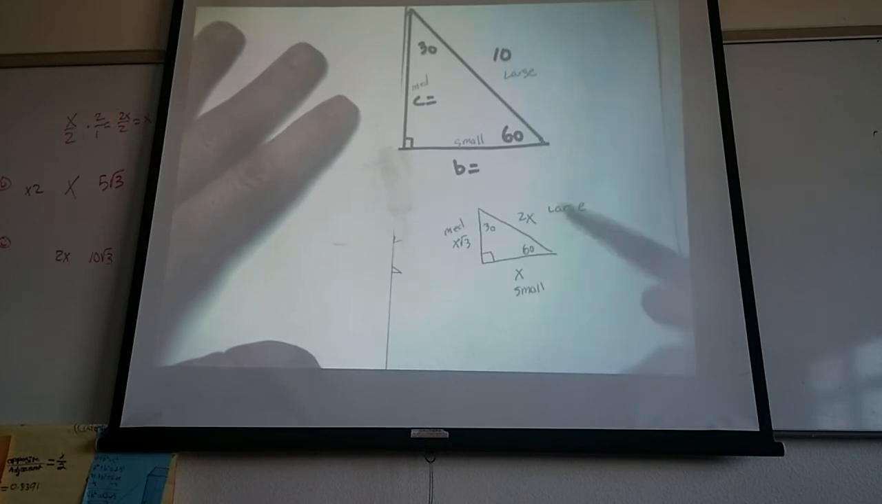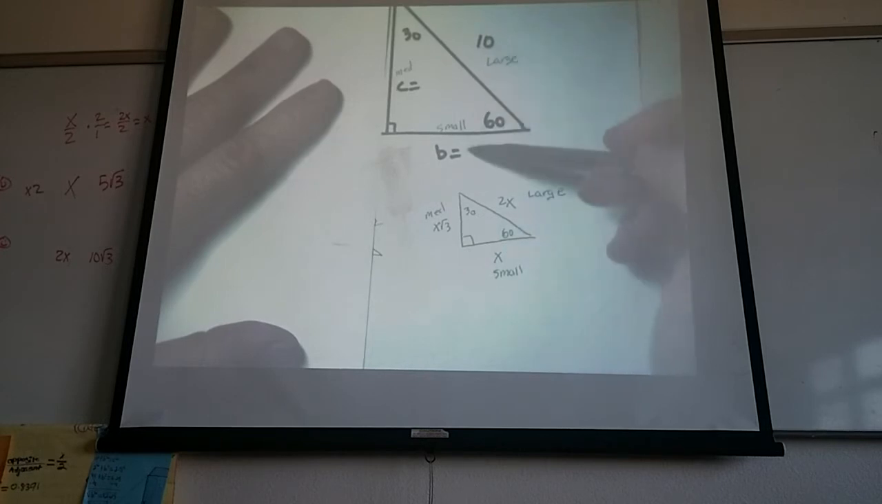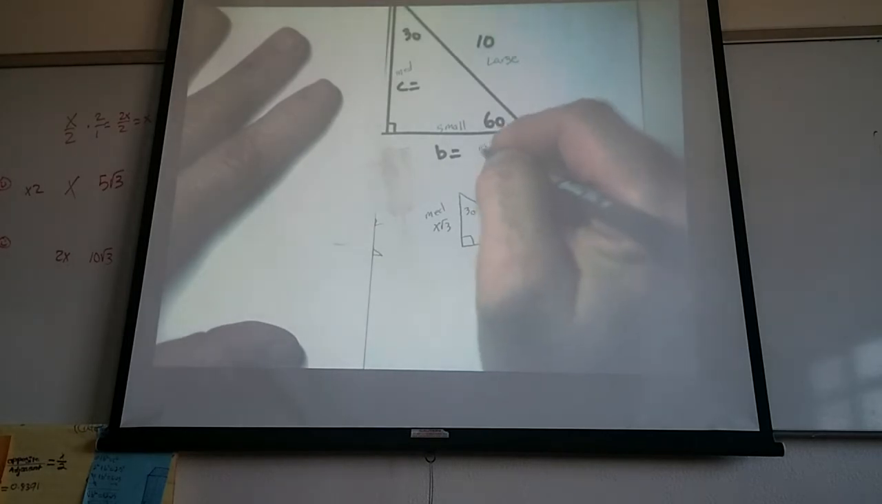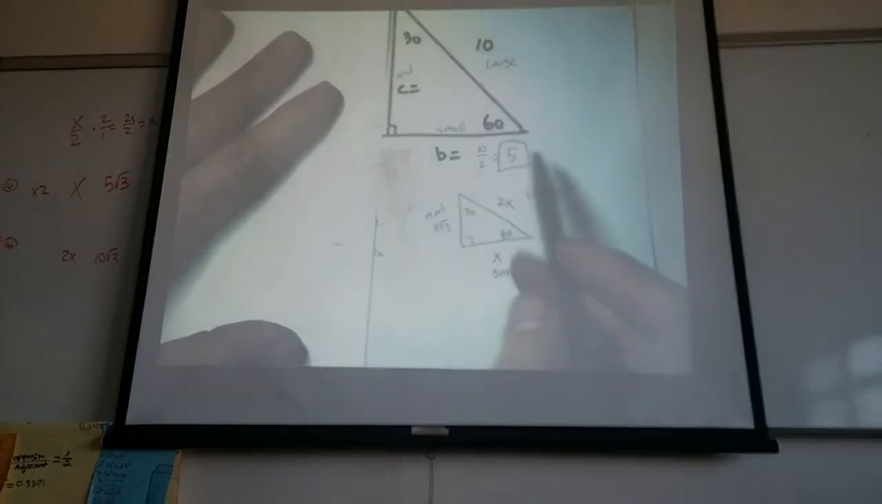So to go from large to small, it looks like I am dividing by 2. So from large to small, I divide by 2. So that's 10 divided by 2 is 5. And then go ahead and enclose your answers. So the answer is 5.